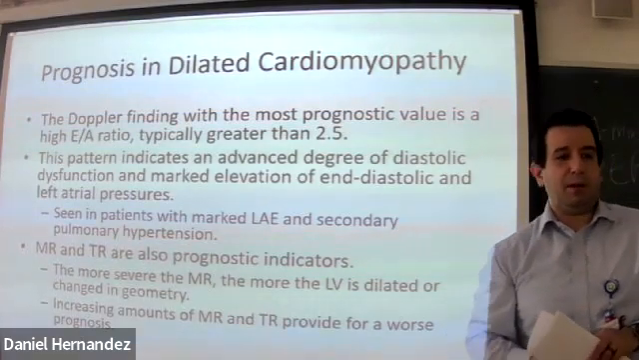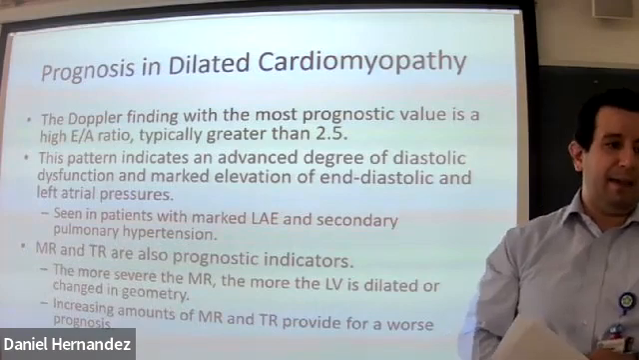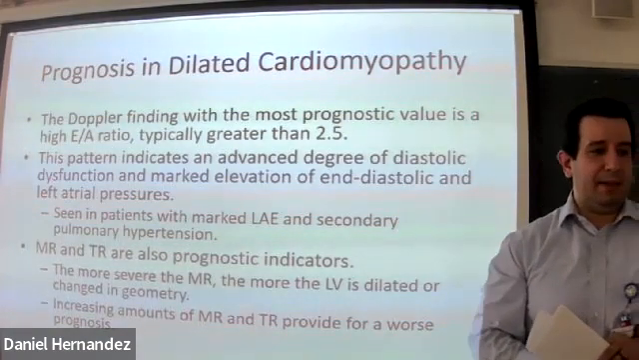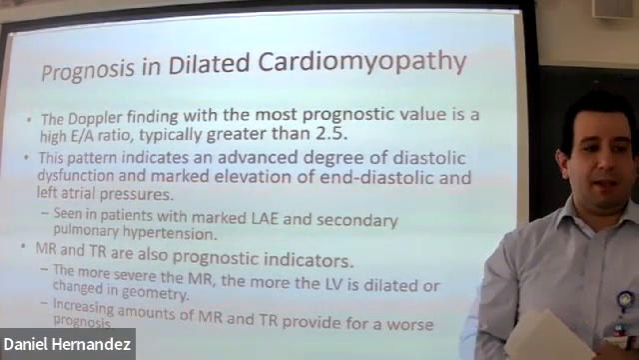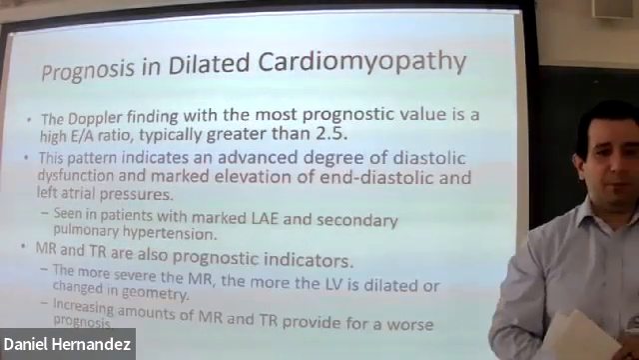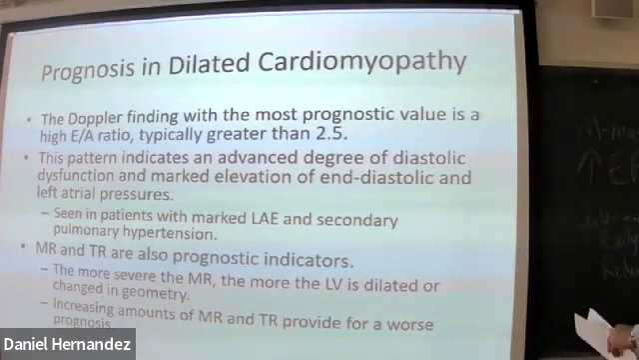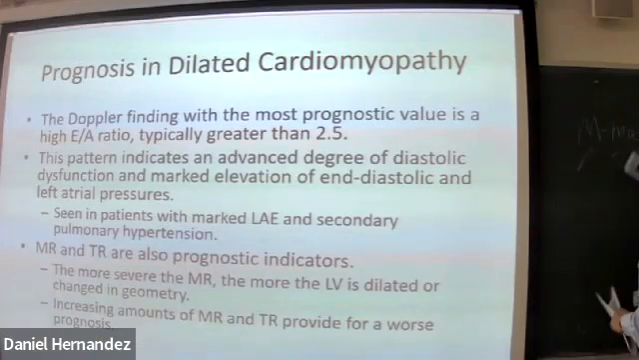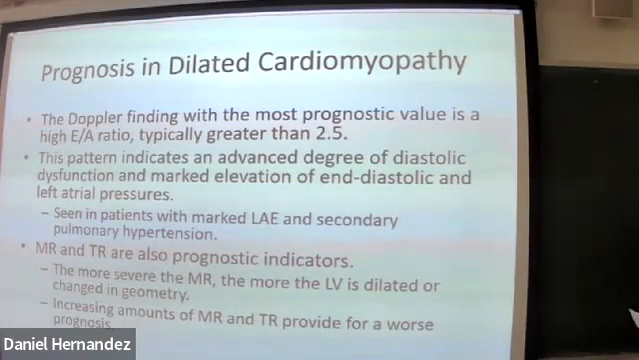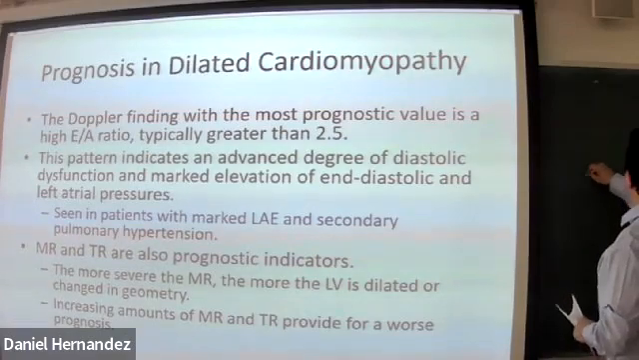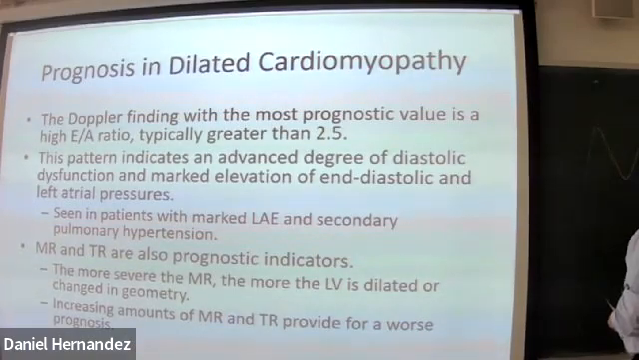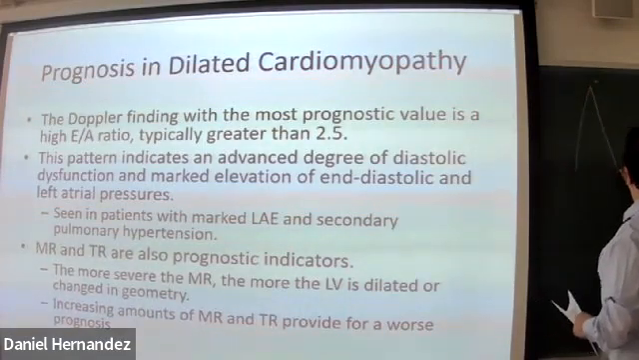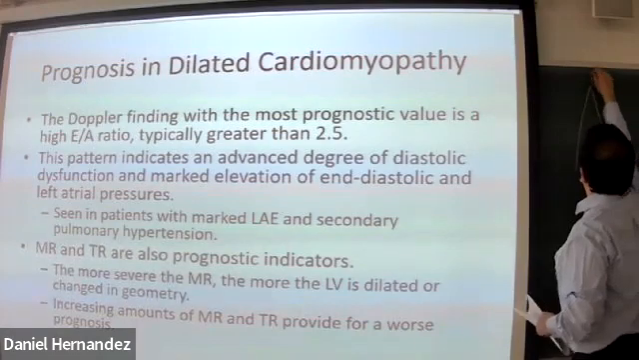The Doppler finding with the most prognostic value is going to be a high E to A ratio. So this is going to indicate advanced stages of diastolic dysfunction. This is when we do our mitral inflow pattern and we have our E and our A wave. Our E wave is substantially larger than our A wave. This is our E.